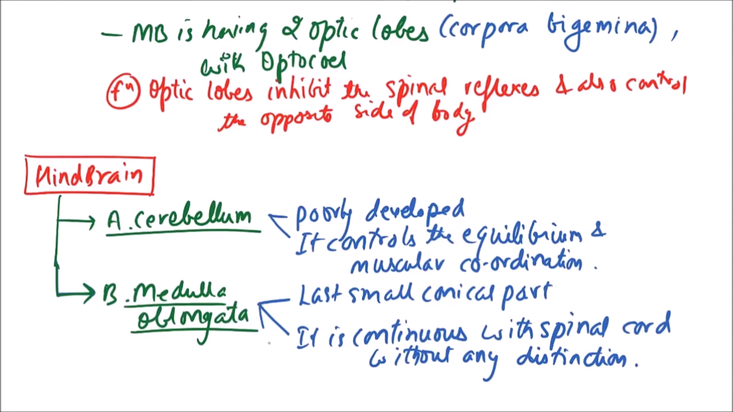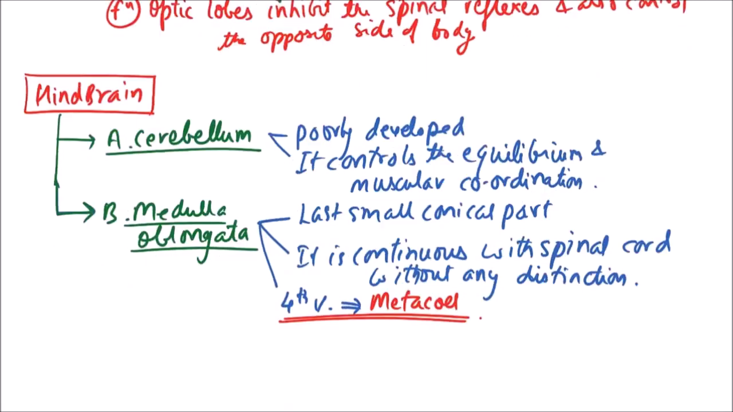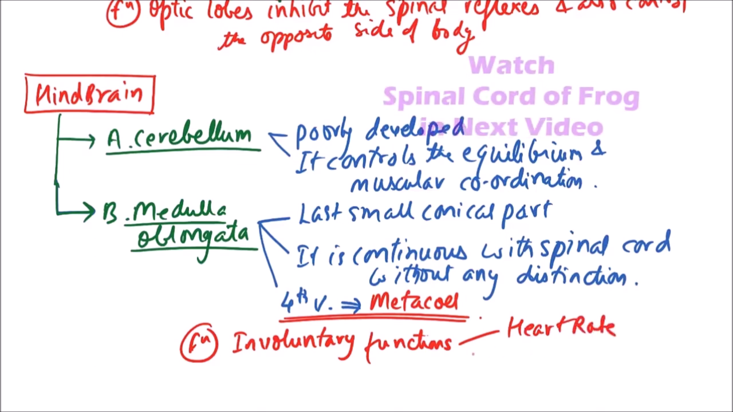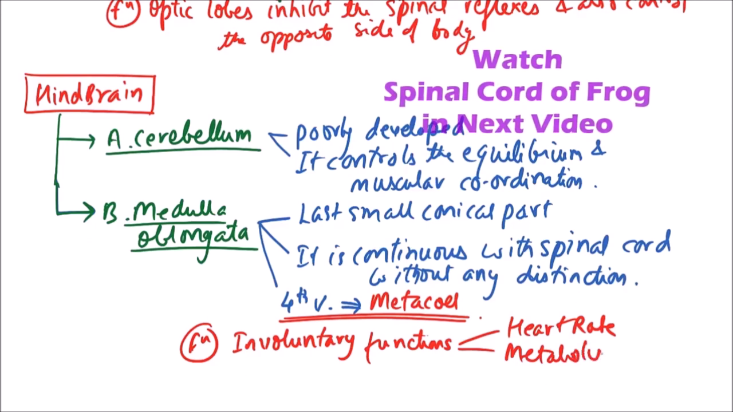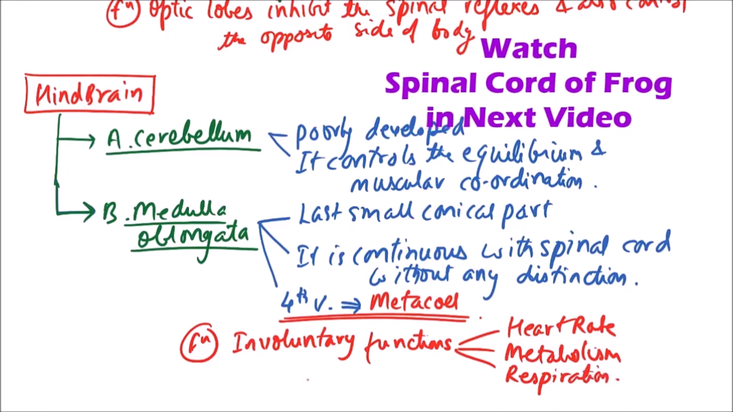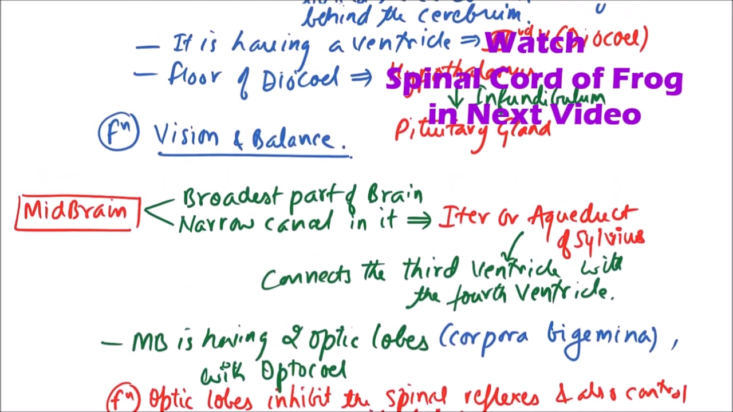And it has the fourth ventricle, which is termed as metacele. Now the important functions of medulla are: it controls the involuntary functions of body, which are mainly concerned with maintaining the heart rate, metabolism, and the respiration. So these are the various points about the brain of frog.